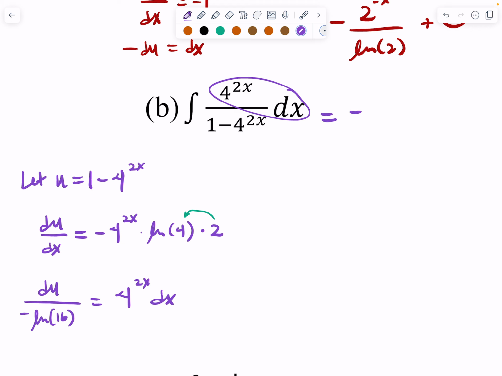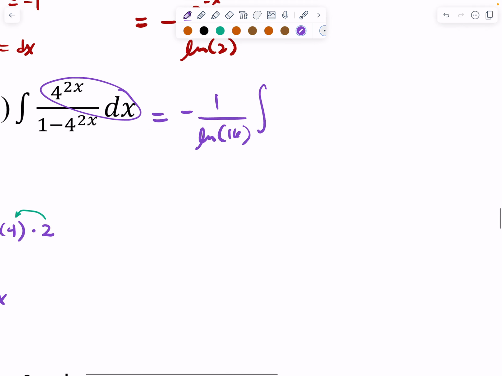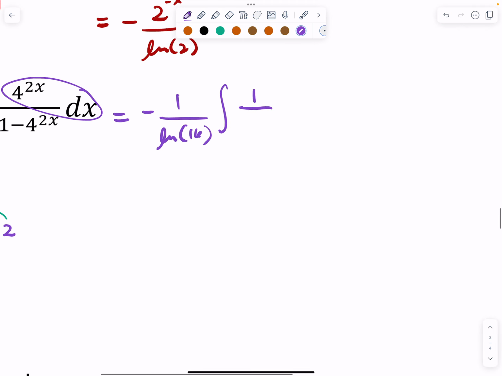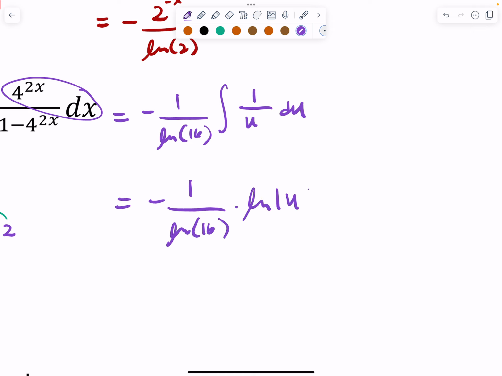and I would have negative 1 over ln of 16, which you could have left as negative 2 ln of 4, times the integral of 1 over u du. Negative 1 over ln of 16 is just treated as a constant, so that will be times ln of absolute value of u plus c.